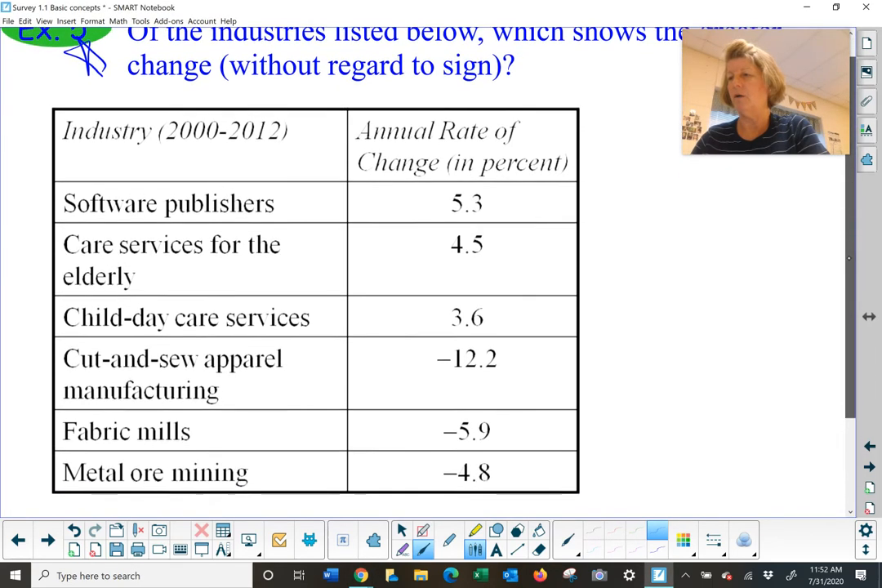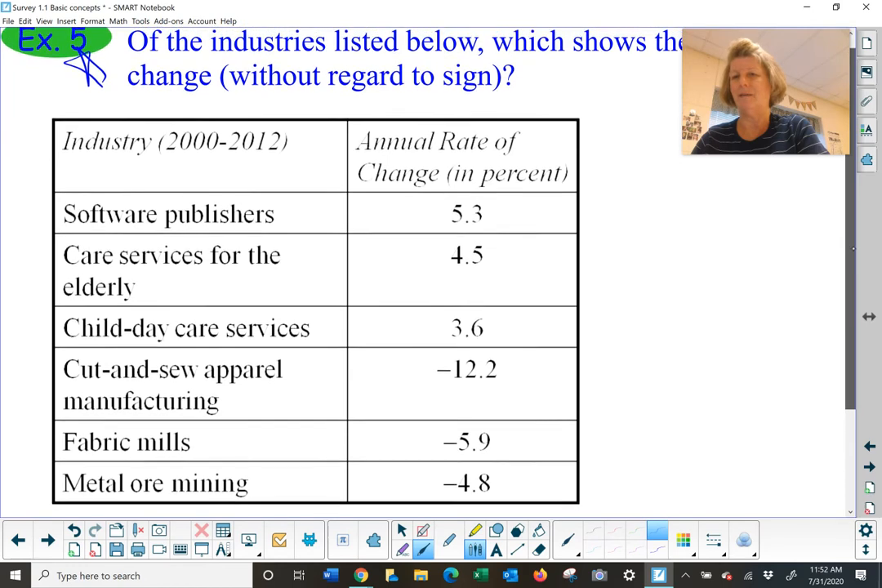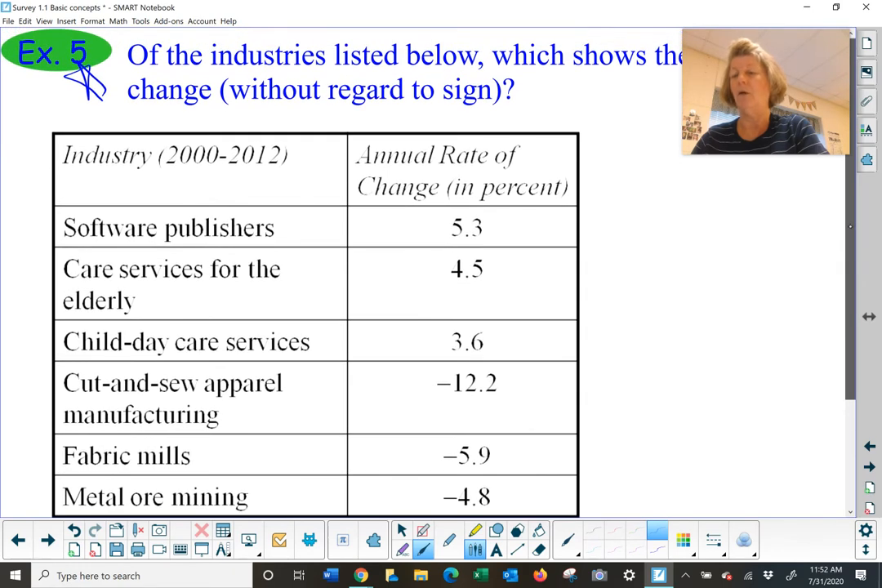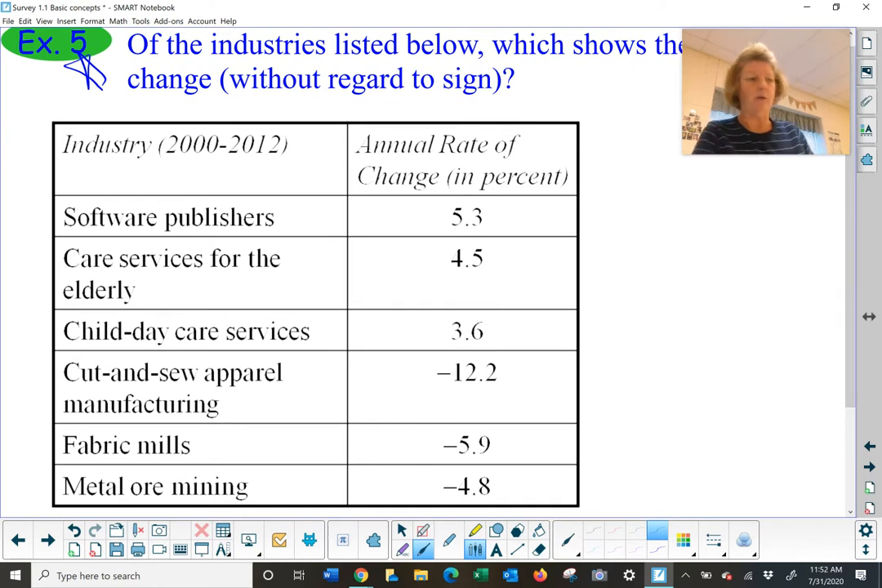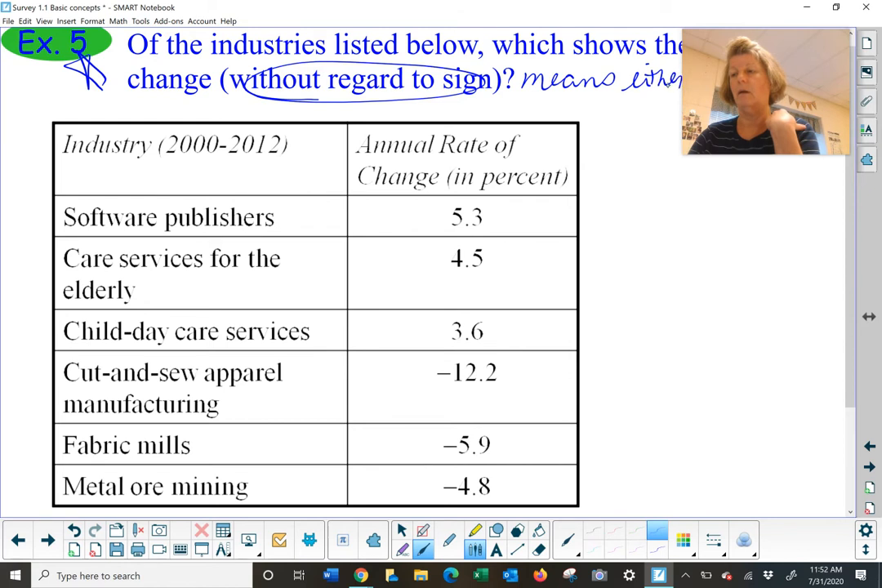Which shows the sum and change without regard to sign. Let me look at my notes because I've got the hard copy. Which shows the greater change. Okay, so we're looking for the greater change without regard to sign. So this means it can be either positive or negative. Means either negative or positive change.